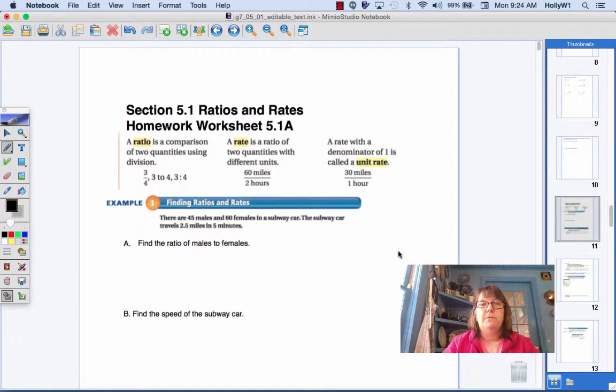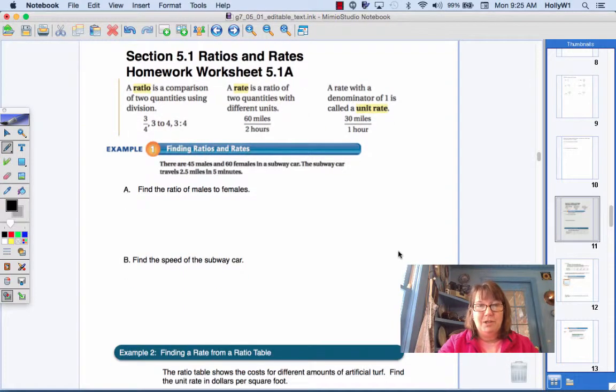Good morning and welcome to section 5.1, ratios and rates. This is the beginning of a new unit and we're going to say goodbye to algebra for a little while. We'll be taking brief trips back to some algebraic concepts, but for the most part we're done with that. Some of you are going, yay, and others are going, oh, I liked algebra. But this is an interesting unit also.